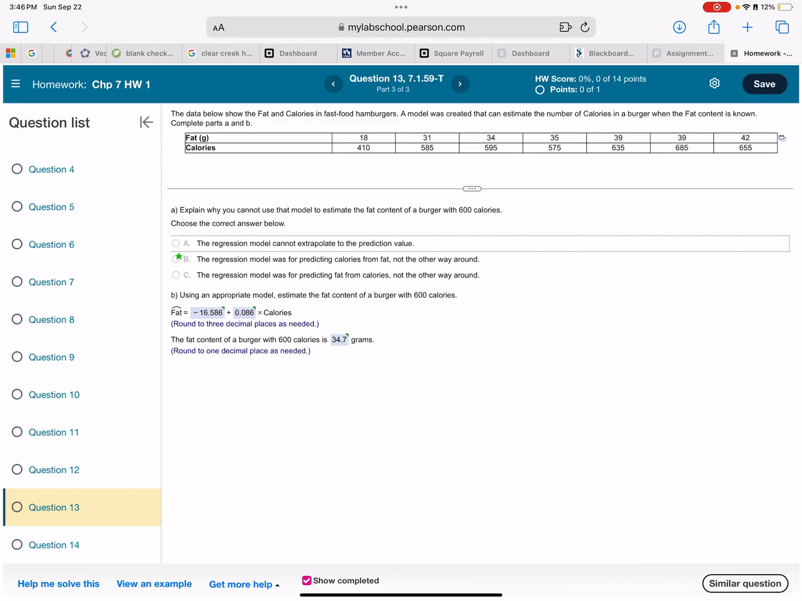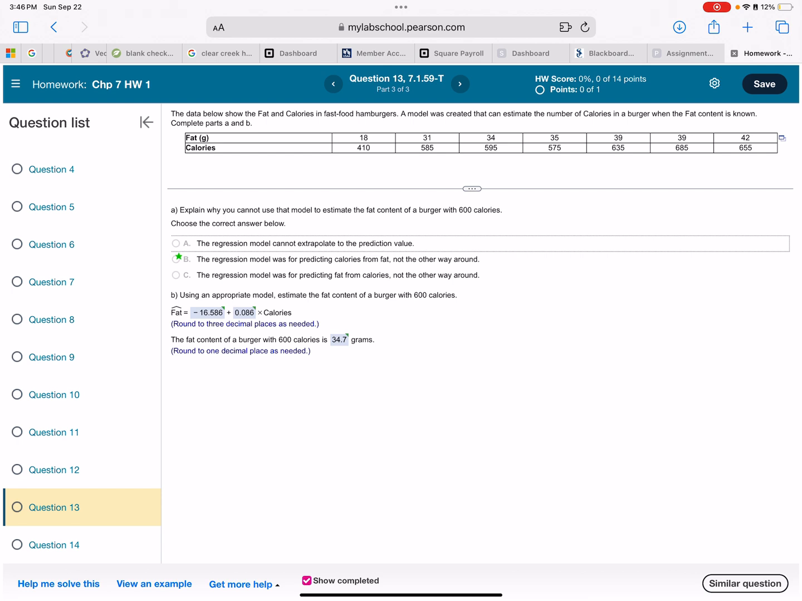All right, so it gives you fat and calories. And the first question tells you, why can you not use the model to estimate the fat content? Because the model is predicting calories from fat, not the other way around. So when it asks you to predict for 600 calories, the first thing you have to do is get a model where X is calories and Y is fat.